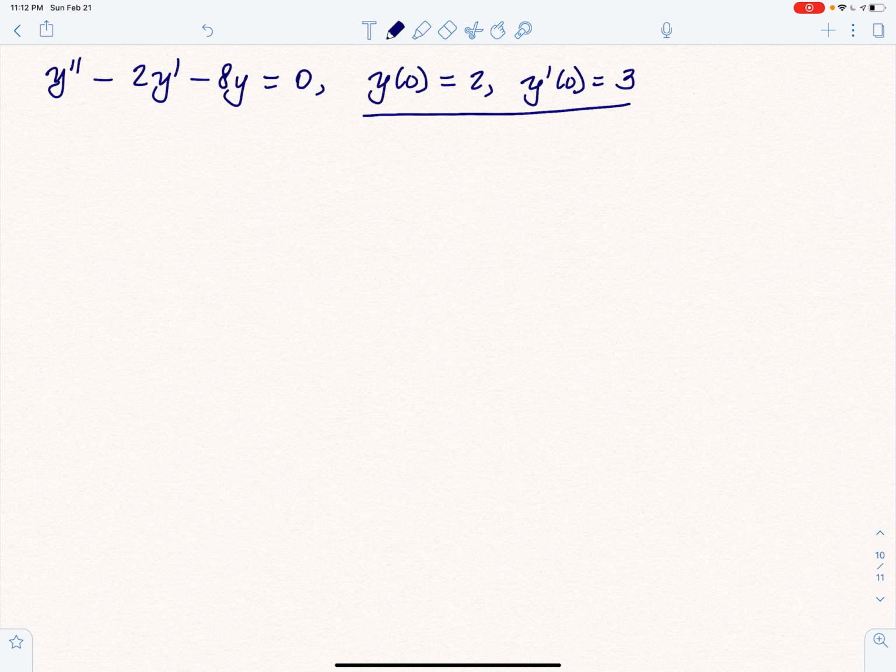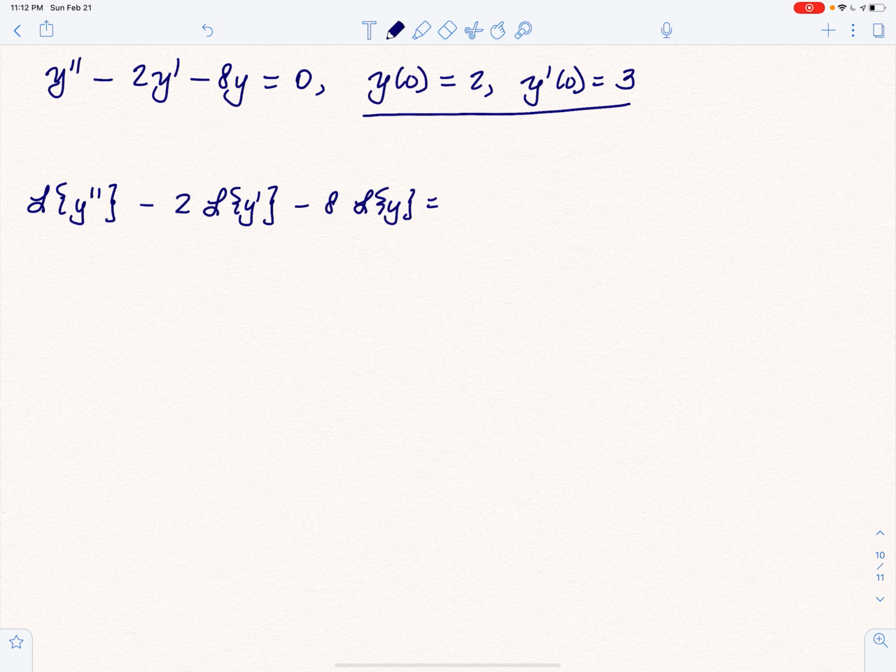We're going to take the Laplace transform of both sides because we know that every derivative of y can be written in terms of y when it comes to the Laplace transform. So I'm going to say that we have the Laplace transform of y double prime minus 2 times the Laplace transform of y prime minus 8 times the Laplace transform of y equals the Laplace transform of 0. Well, I'll do the hard part first. The Laplace transform of 0 is 0. So there we go.